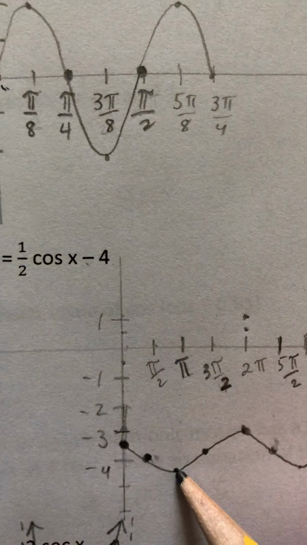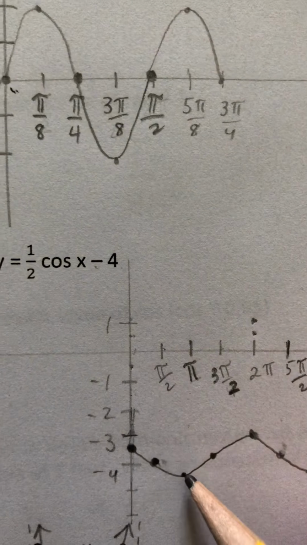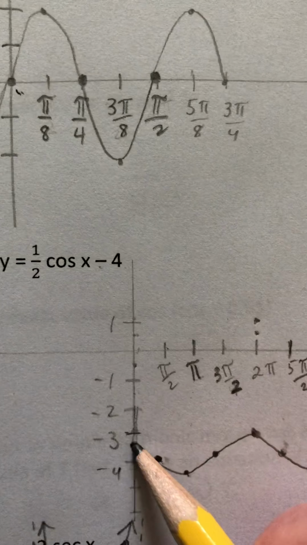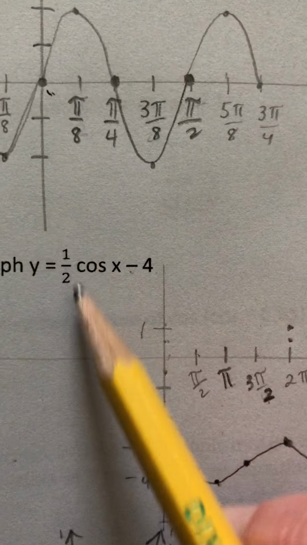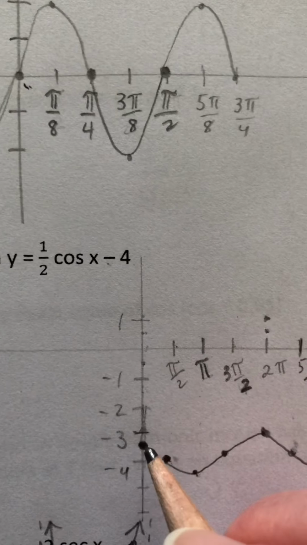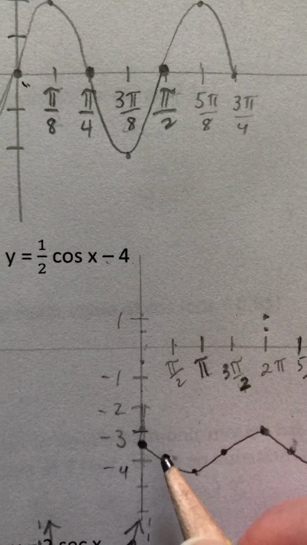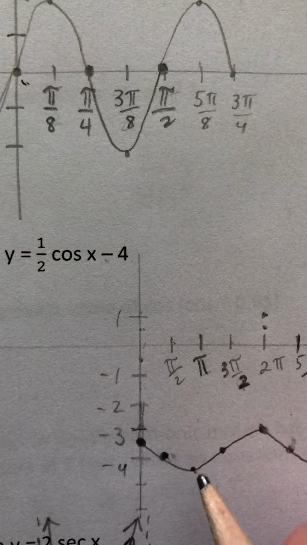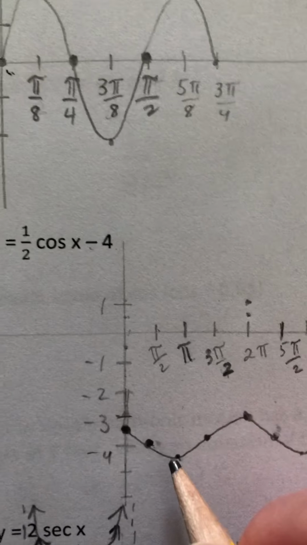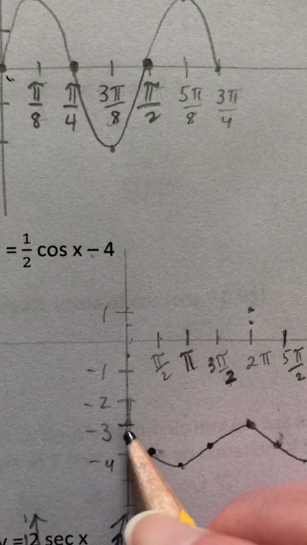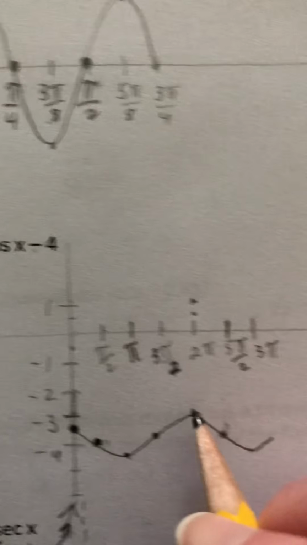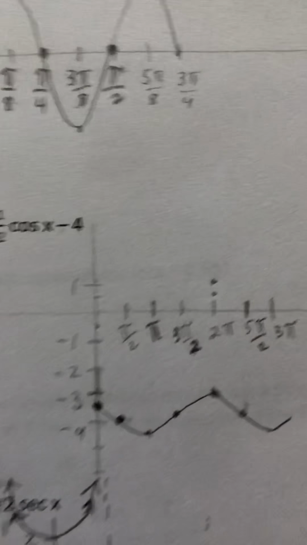And it's going to be 1 lower than this because the amplitude was 1/2. So there should be a distance of 1/2 from here to here, and then a vertical distance from here to here of another 1/2. So this should be around -4.5. So you're going to go down, up, down, up.